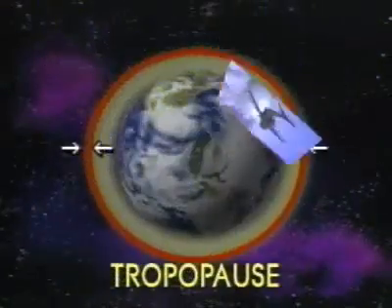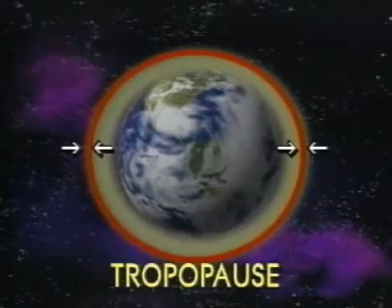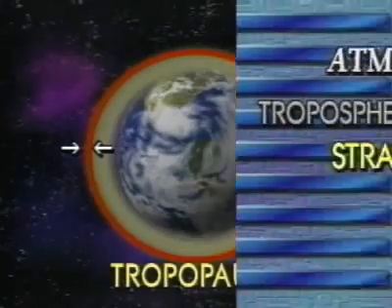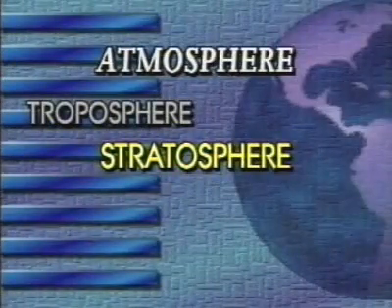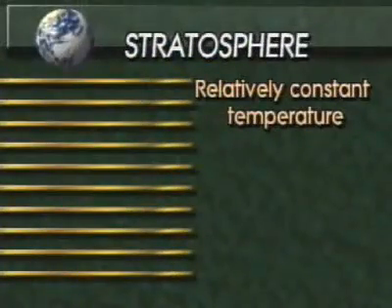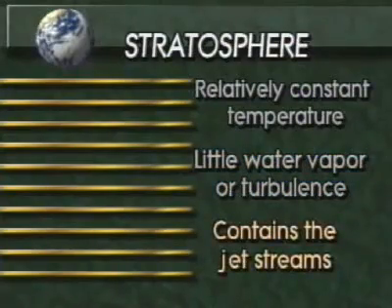The tropopause is a small region of temperature stability that forms the boundary between the troposphere and the stratosphere and is not considered a major division. The next division is the stratosphere. It extends from the tropopause up to 50 miles. The stratosphere has a relatively constant temperature, little water vapor or turbulence, and contains the jet streams.